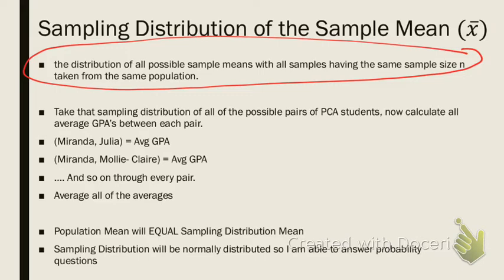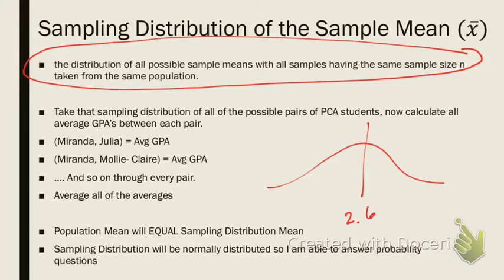Like from there, once I have my normal distribution that's centered at 2.6, I don't know, I just made that up. Maybe that's my population. From there, I could say what percentage of PCA has a GPA between 2.0 and 3.0. So that's why I build a sampling distribution, so I can answer those questions.